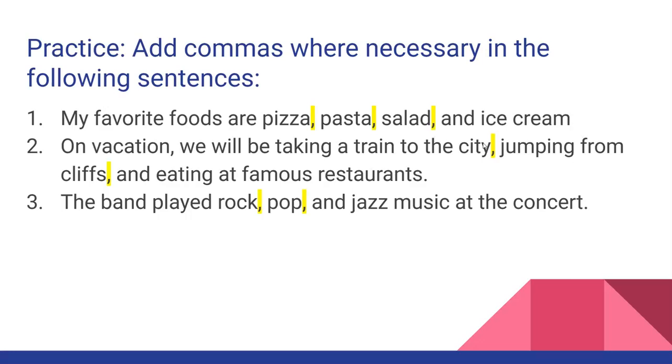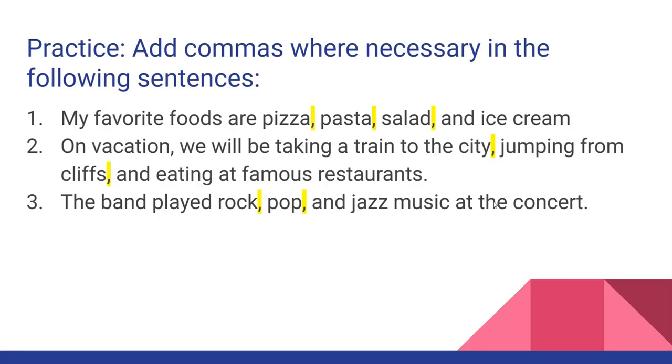Number 2, on vacation, we will be taking a train to the city, comma, jumping from cliffs, comma, and eating at famous restaurants. This is an example like we talked about just a moment ago where we are separating phrases instead of the individual words. Taking a train to the city would be our first phrase, so we need a comma there. Jumping from cliffs is our second phrase, and so we need a comma there. We have our conjunction and then we have our final phrase, eating at famous restaurants.